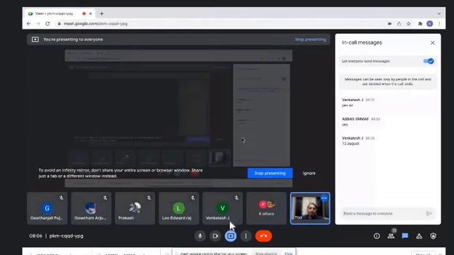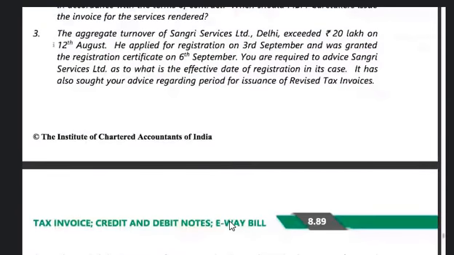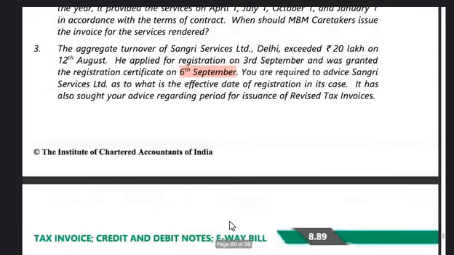So when this person has become liable for registration, 12th August. When he has applied for registration, 3rd September. Within how many days he has to apply? Within 30 days. Did he apply within 30 days? Yes, he has applied. When the registration certificate was granted? 6th September. So here, since the registration is applied within 30 days, effective date of registration is the date when he became liable for registration. That is 12th August. Very good. So from 12th August to 6th September, whatever invoices he has issued, what he has to do? He has to issue a revised invoice.